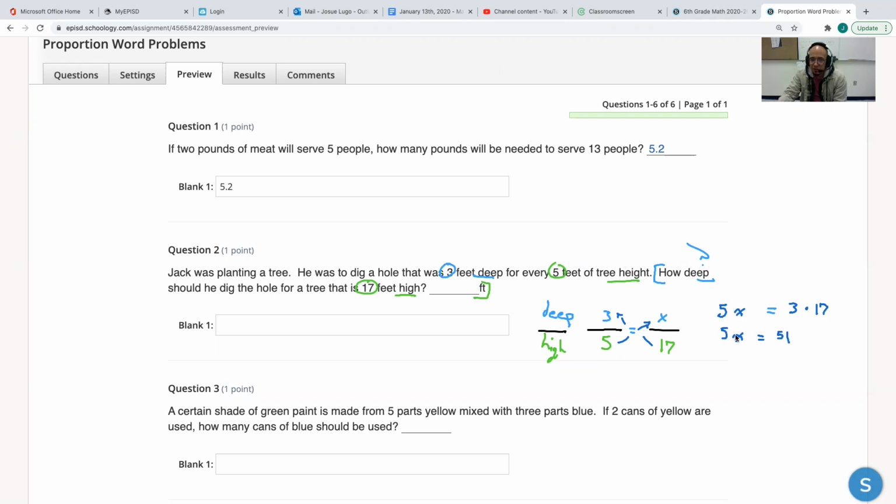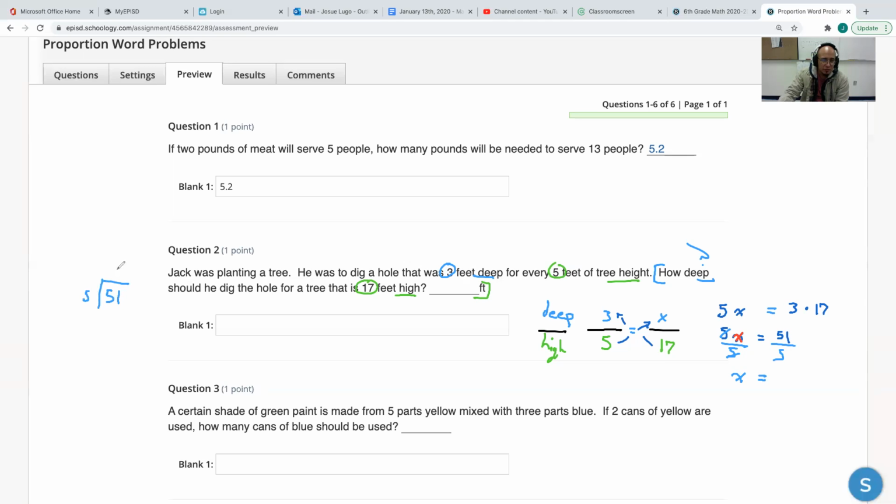All right, and now let's go ahead and isolate the variable. The opposite, so I'm just going to work on this side. The opposite of multiplying by 5 is to divide by 5. That isolates the variable, but whatever I do to one side, I must do to the other side. I need to divide this side by 5 as well. So 51 divided by 5. Let me work that off on the side.